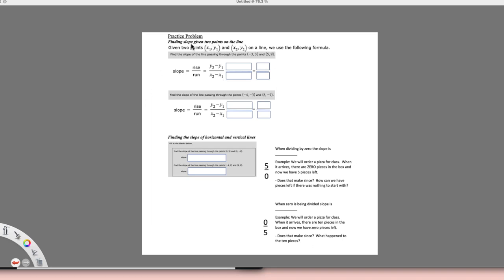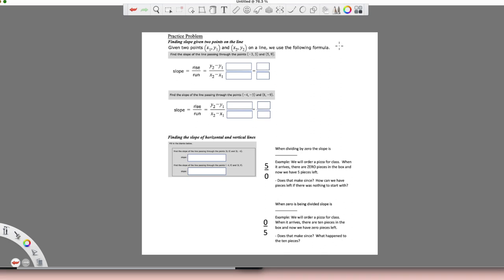So remember, points are always listed x then y. That's why we call them ordered pairs, because they're in order. First x, then y. X represents moving right and left. Y represents moving up and down. We don't do both at the same time.